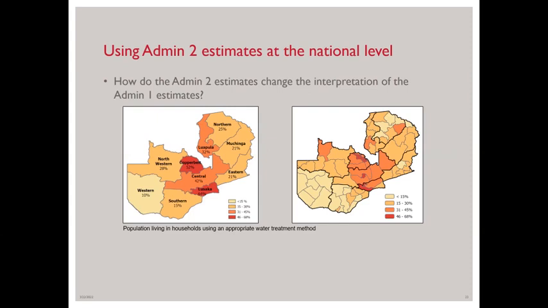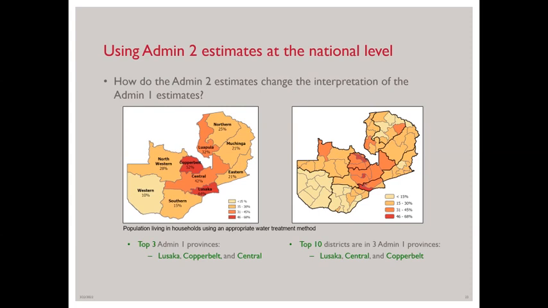So an important question is, how do the admin two estimates add nuance to the interpretation of the admin one estimates? In the map on the left, we have the admin one estimates, and in the map on the right, we have the admin two estimates. Just looking at the admin one estimates alone, we note that the top 3 admin one provinces are Lusaka, Copperbelt, and Central. When looking at the top 10 districts that we showed in the previous slide, they're also in the same 3 admin one provinces.